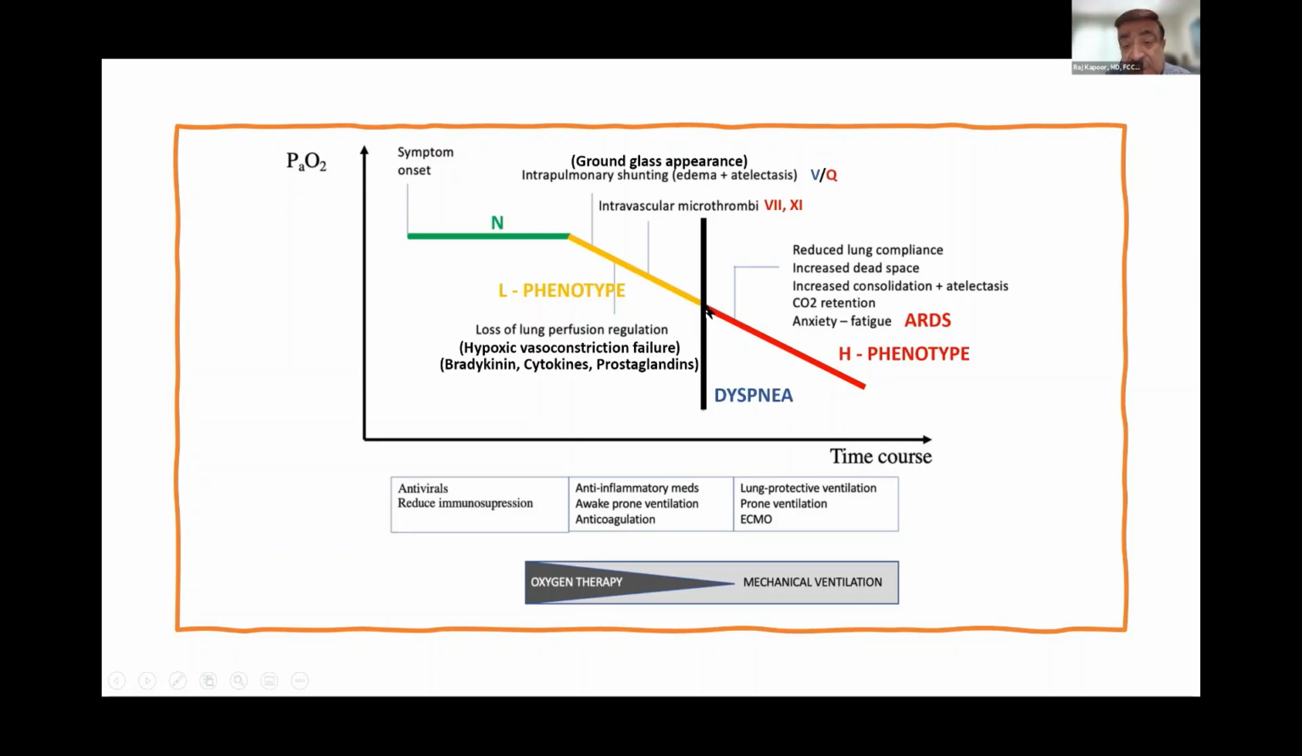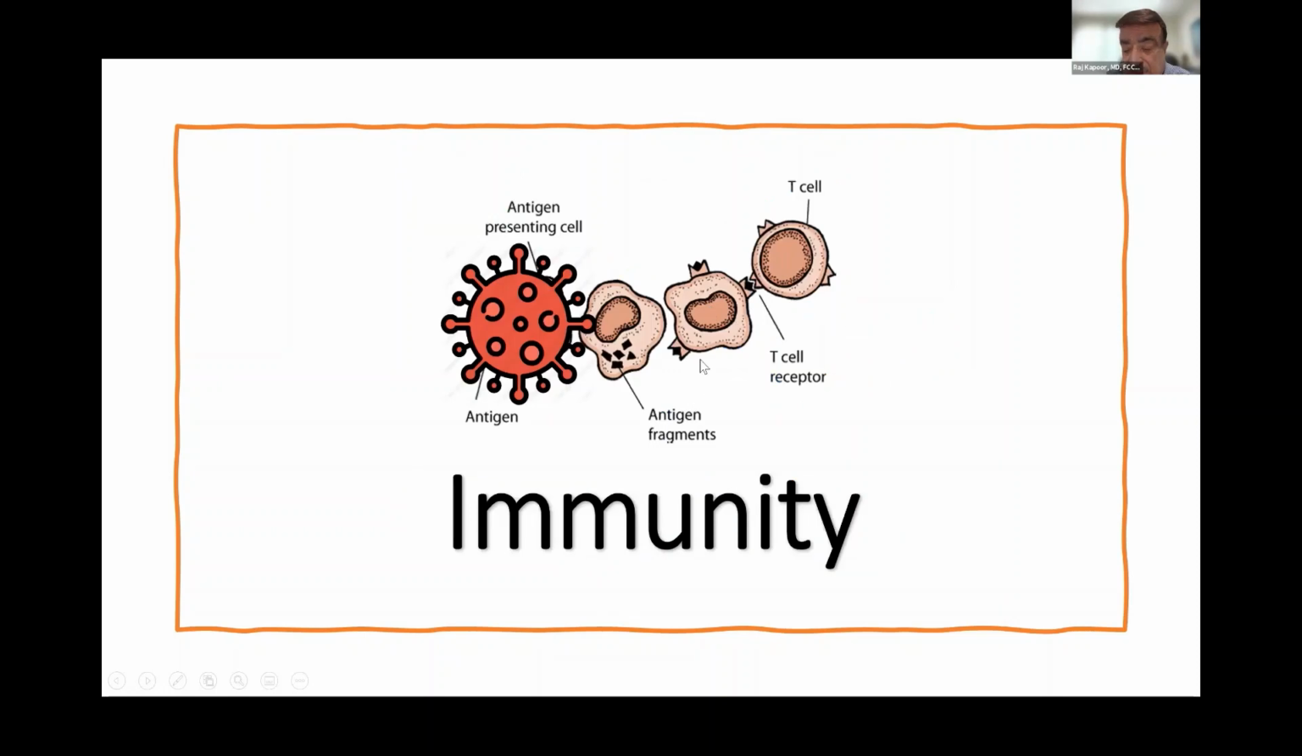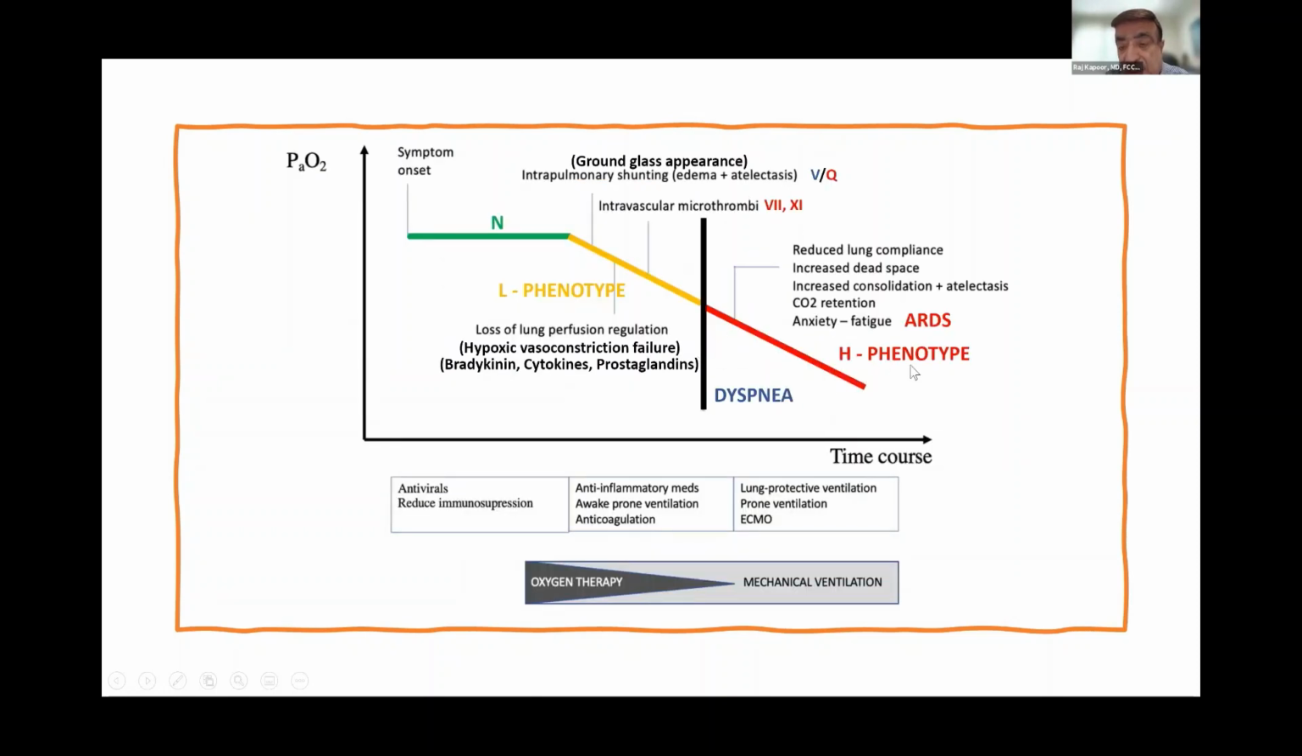Then once the saturation goes below 90%, now you're getting into the severe disease. And this is the H phenotype, where there is reduced lung compliance, increased dead space, increased consolidation and atelectasis, and there is CO2 retention. And this is when the dyspnea starts. Dyspnea usually starts when the arterial oxygenation is about 40.